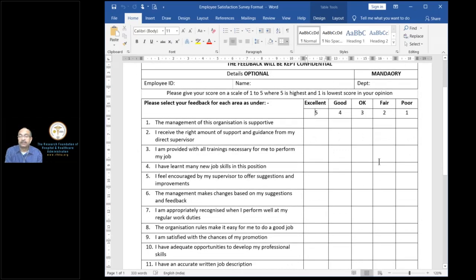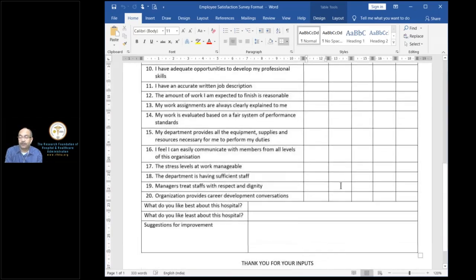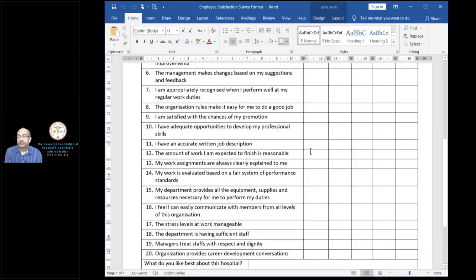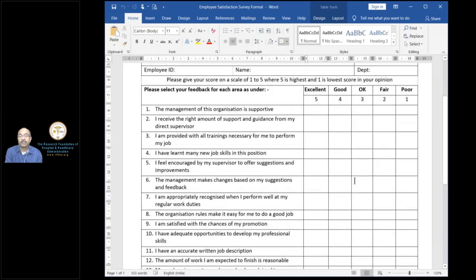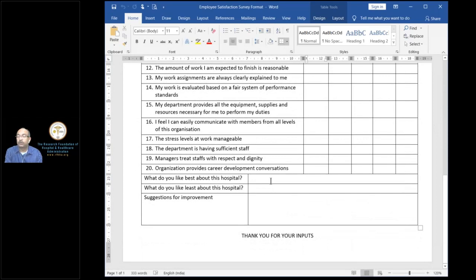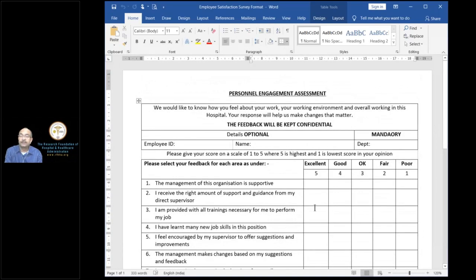So this scale is used, and this format has only one kind of question. All of them have to be graded on a scale like this. And in the end, there are two open-ended questions where the aim is to ask what is the best thing they like about the hospital and what is something that they don't like about the hospital, and then some suggestions for improvement. So this is the simplest way of putting together the assessment for the employee survey.